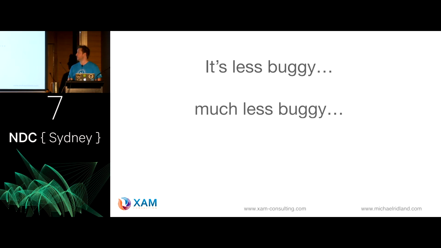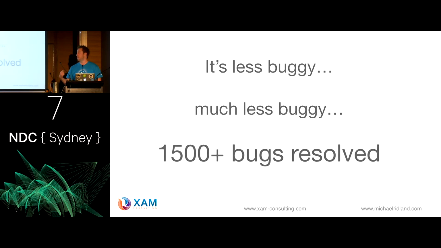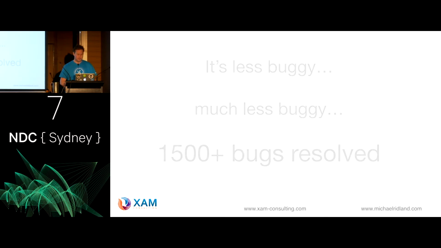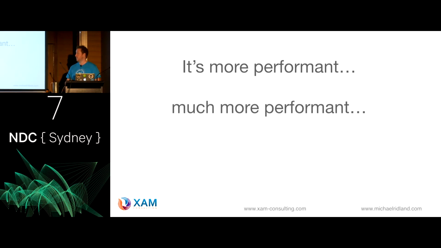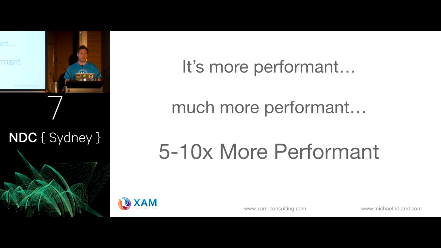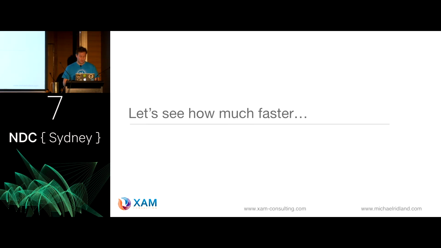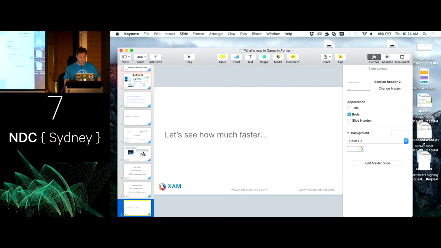So I did a calculation. There's 1,500 bugs resolved. You can look it up on Bugzilla, which is pretty cool. I mean, it's debatable whether those bugs should have been in there in the first place, but at least they're fixed now, which is good. It's more performant. So we tend to find that it's 5 to 10 times more performant than when it first came out, which I can give you a demo of. So let's jump into a demo here.